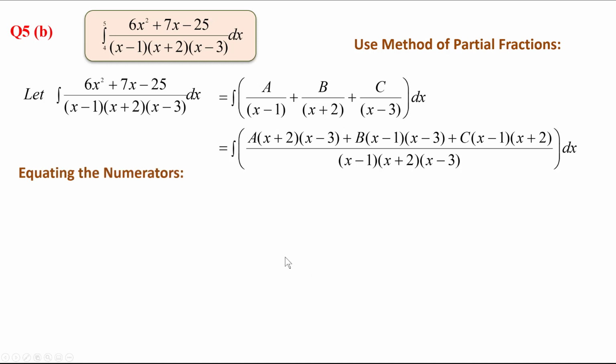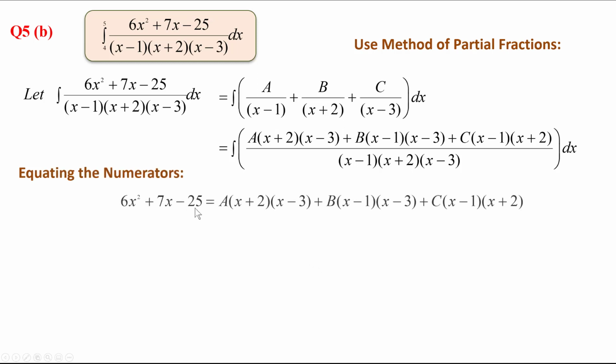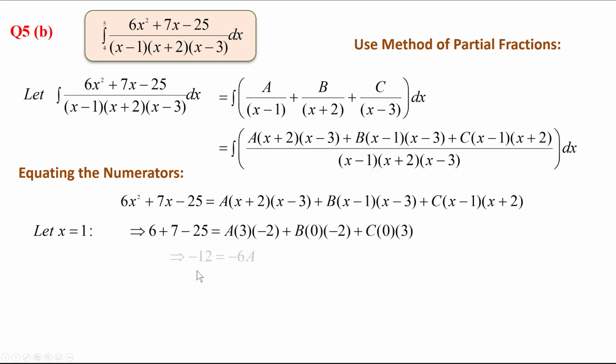And if we equate the numerators on both sides of the equal sign, we get the top line here, 6x squared plus 7x minus 25, must equal the top line on the right hand side, which is given as follows. So what we need to do is choose values of x so that we can work out A, B and C. So first of all, we see that if we let x equal to 1, the B and the C terms will become 0, and this will give us the left hand side, which is minus 12 equals minus 6A, which gives us A equals 2.